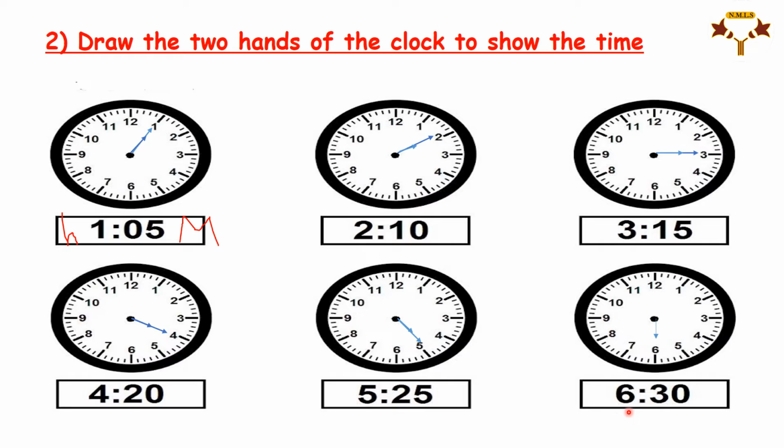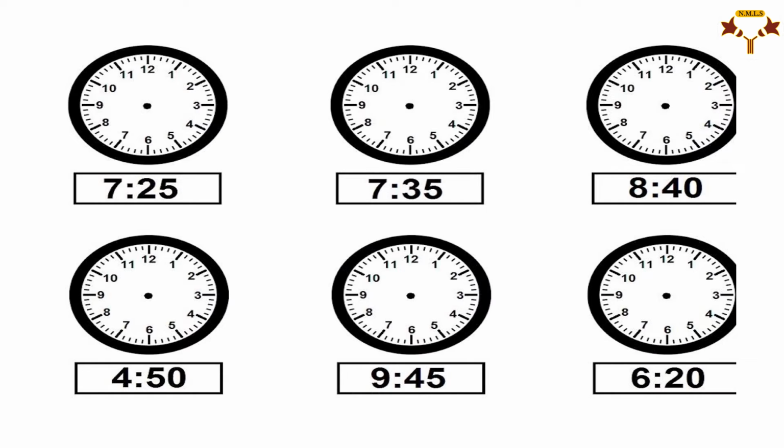Here we have 6 in hours and 30 in minutes. At first we will draw 6 in hours and 30 minutes. We will start with 1, 5, 10, 15, 20, 25, 30. Then we will draw longhand at 6. Let's complete.